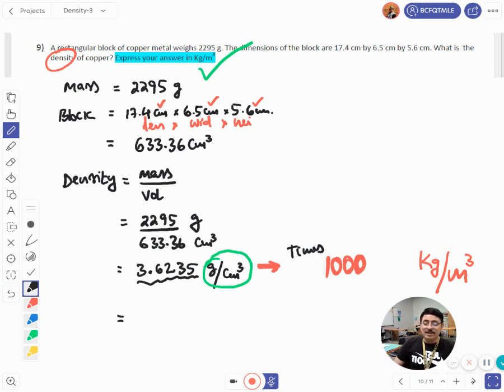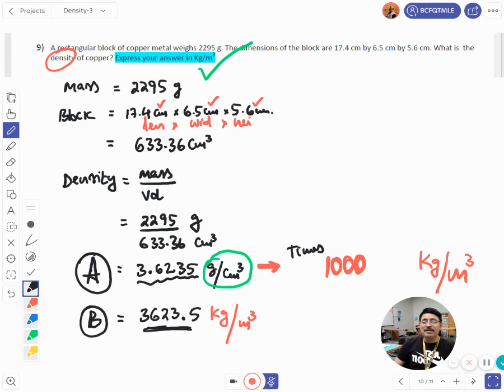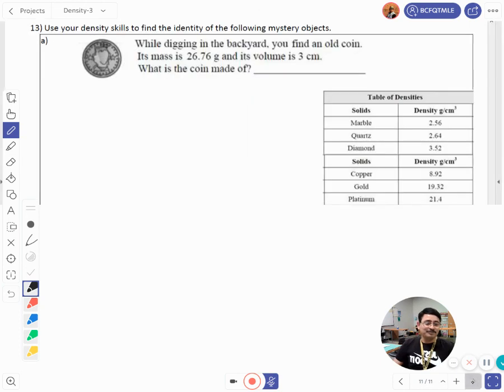So the answer is 3623.5 kilograms per cubic meter. If you are taking a multiple choice test, you may have the earlier value as an option, and you may be tempted to choose it, but that is not the right answer, because you are asked to express in kilograms per cubic meter. I know that this is a simple question, so I'm not asking whether you have doubts or not. Let me go to the next one.